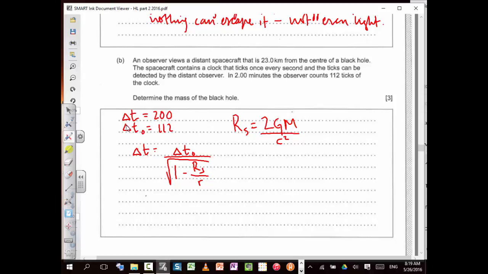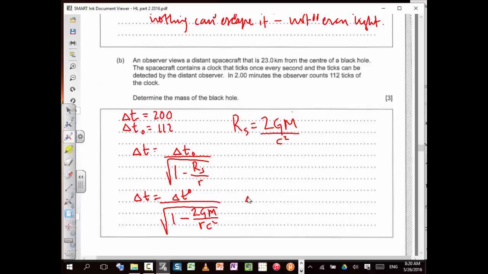Okay, so what we do is we'll plug in rs in here. And we get delta t is equal to delta t naught over the square root of 1 minus 2GM over rc squared.